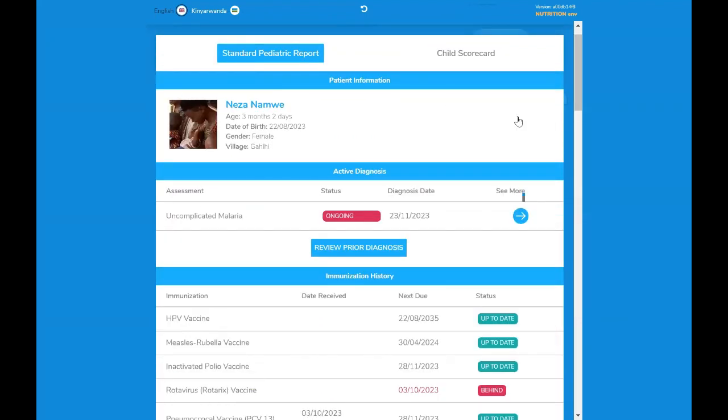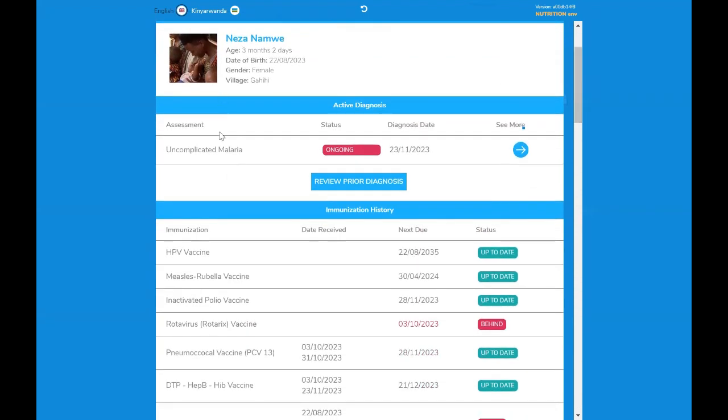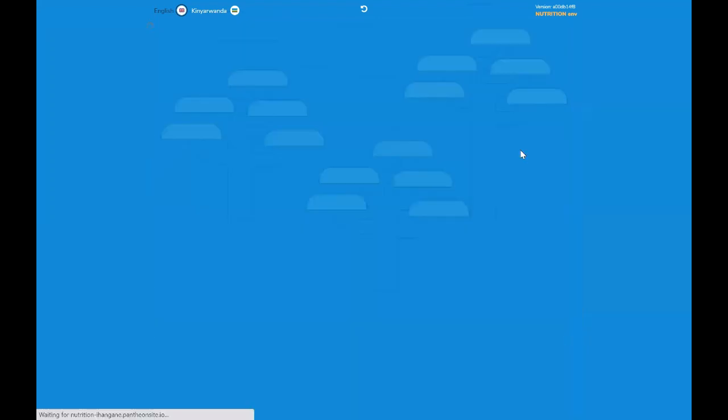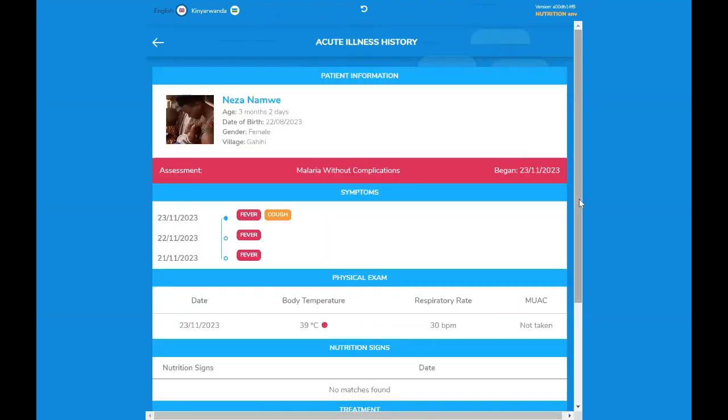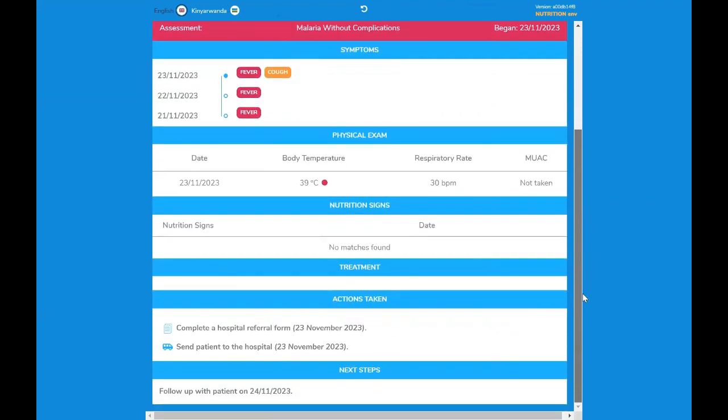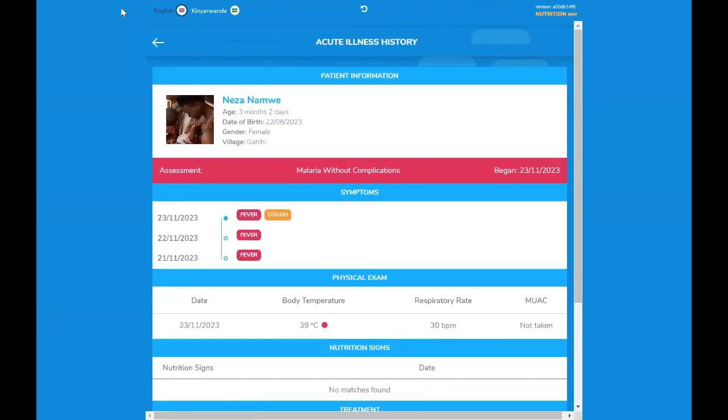Now, this is an example of our existing standard pediatric progress report. Here you can see that any information that is collected through the ongoing care of a child is documented in this one progress report. So, for example, you can see that there is a child, Neza, who is currently being treated for uncomplicated malaria. And here you can actually see her progress report for the treatment that is currently underway.